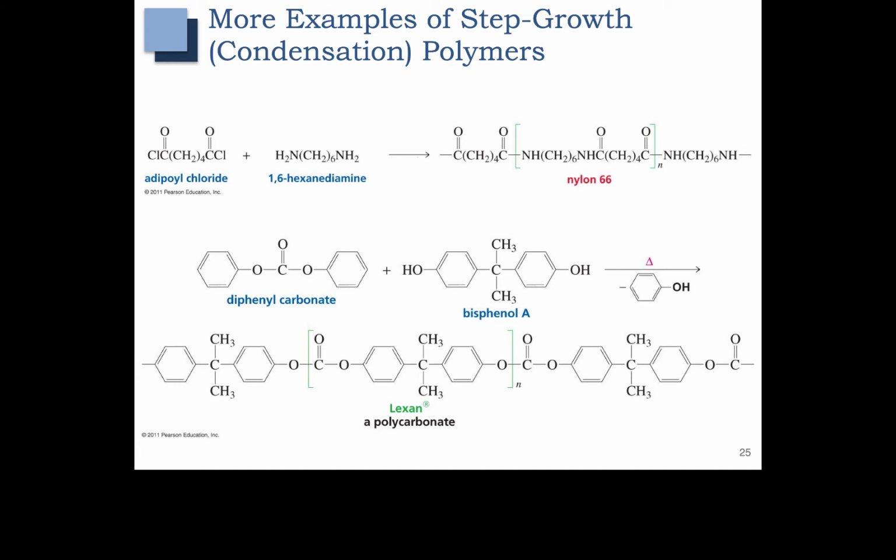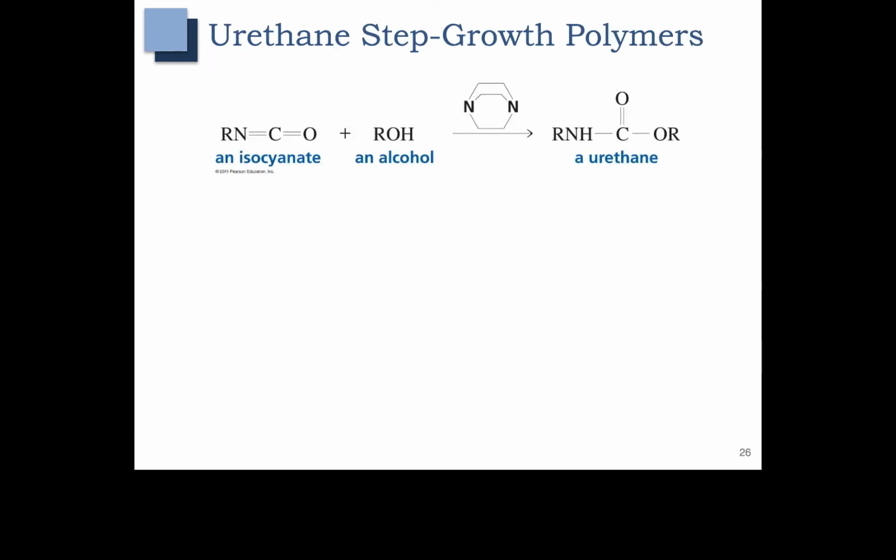Here's another example with diphenyl carbonate and bisphenol A. Under high heat, the alcohol can attack the carbonyl group, and this is just a trans-esterification reaction. Urethane step growth polymers are pretty neat because they use this isocyanate functional group that we haven't seen before. So we have an alcohol attack the isocyanate. There's a little bit of a non-nucleophilic amine present, and then we can form a urethane. If you have an isocyanate on two sides of the molecule and you have a diol, then you can get a polymer chain to form.